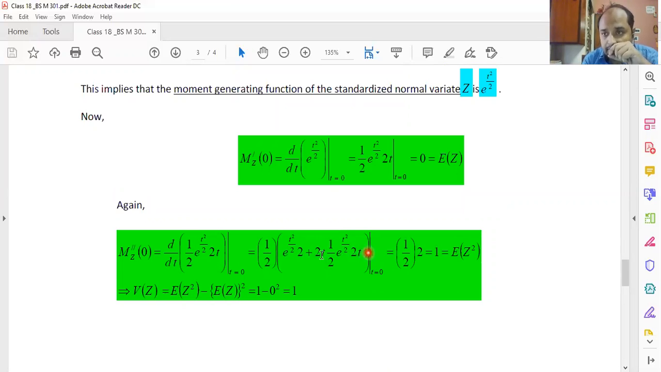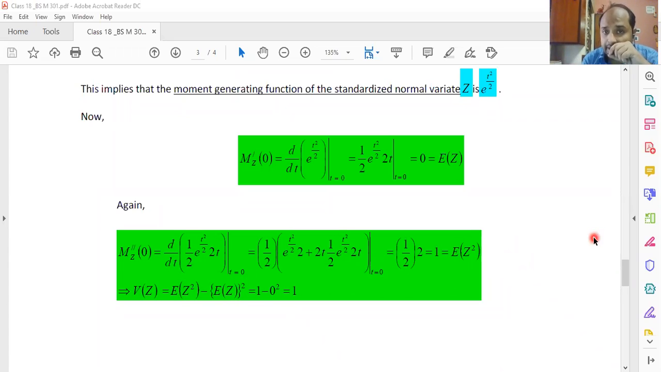You check the calculation by yourself, because you have seen that I am very much prone to silly mistakes. So do the calculation on your own and put T equal to 0. If you do so, you will find that the result 1 will come out. And that is what? M_Z double prime 0 is nothing but E of Z square by definition. Correspondingly, V of Z will be E of Z square minus (E of Z) whole square, which is equal to 1 minus 0 square, that is 1. So the variance of Z is 1 and the expectation of Z is 0.